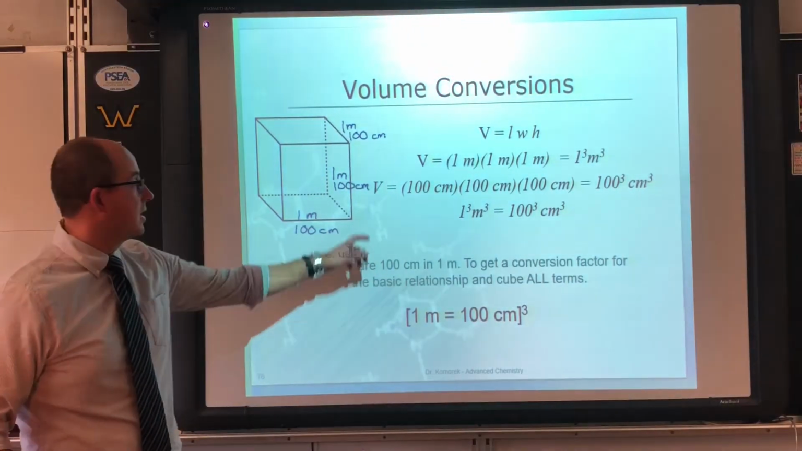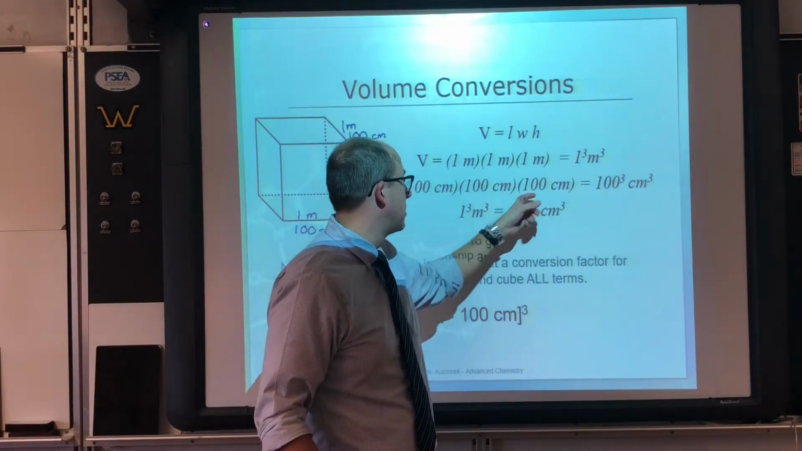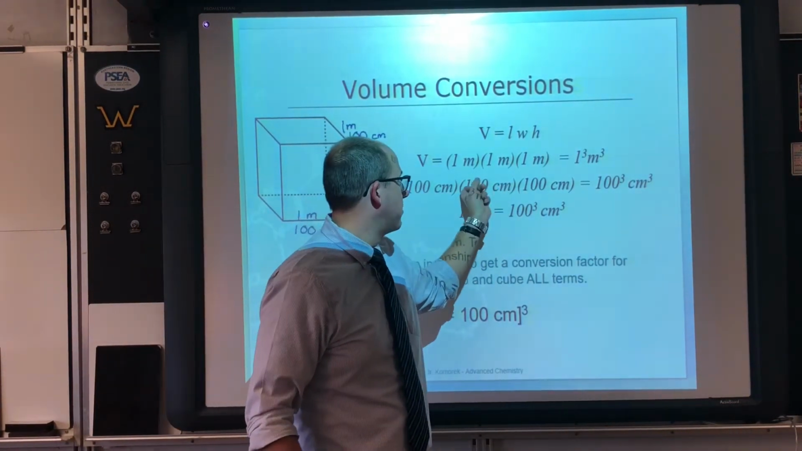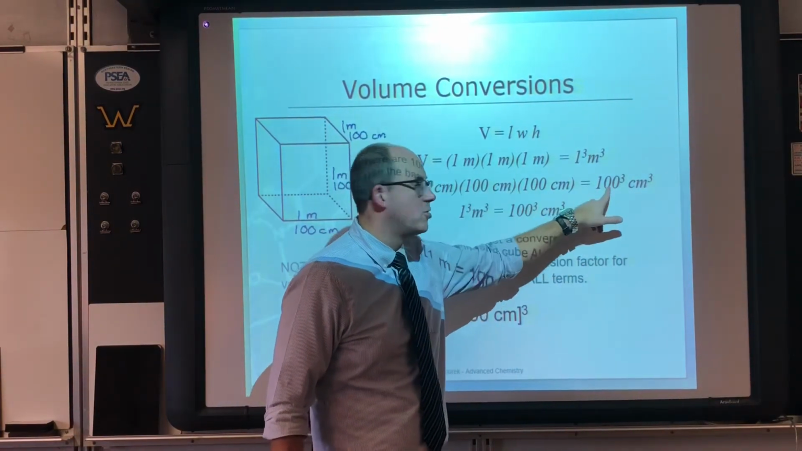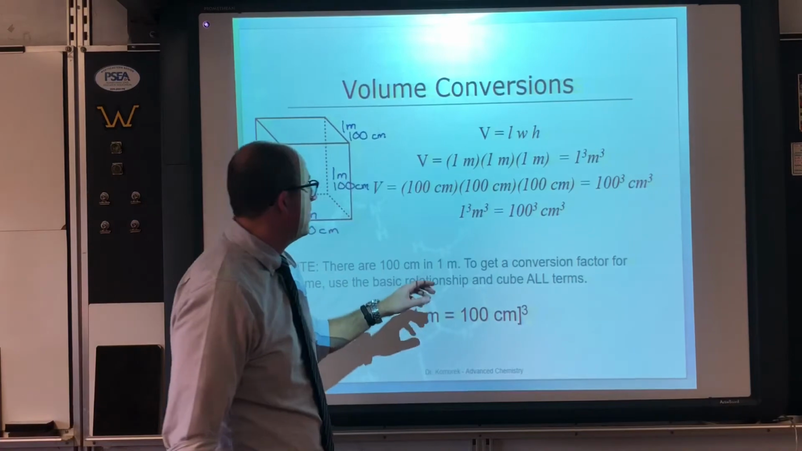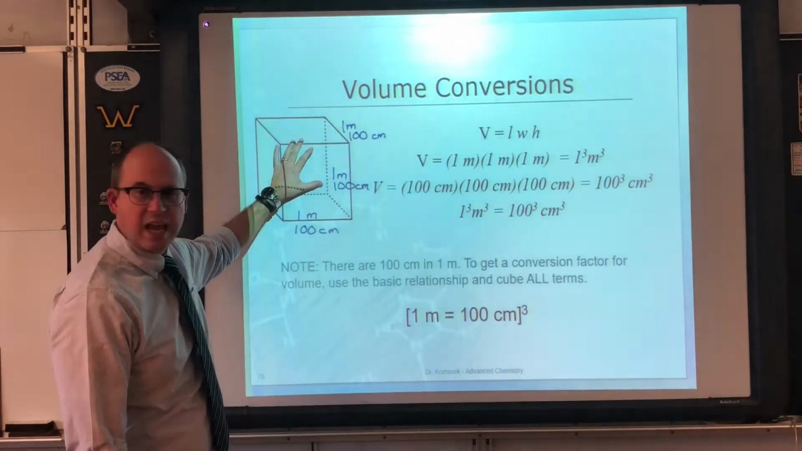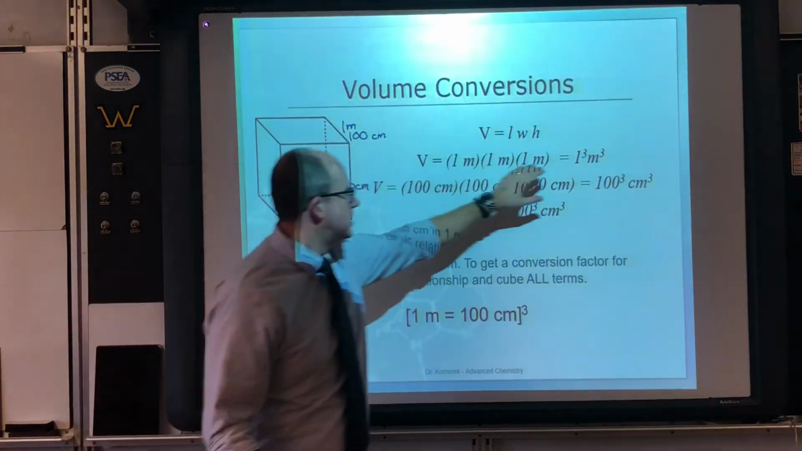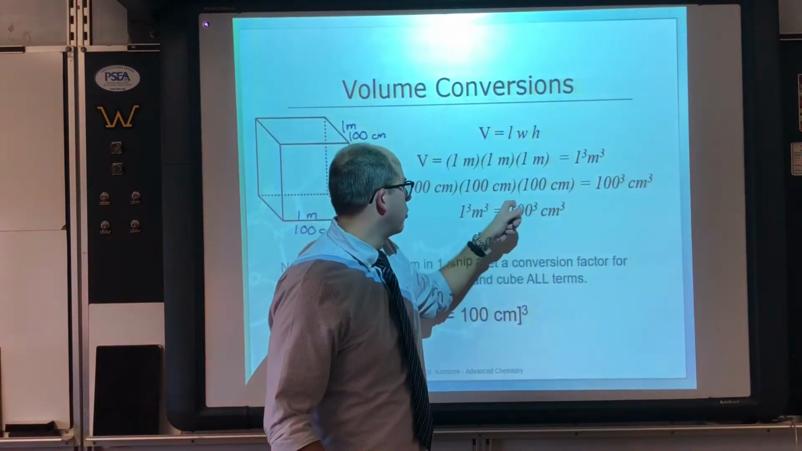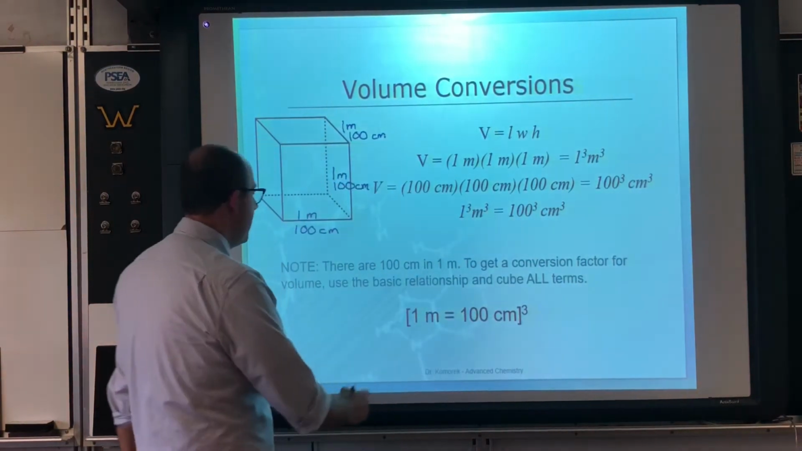And substituting in 100 centimeters times 100 centimeters times 100 centimeters is centimeter times centimeter times centimeter, centimeters cubed, 100 times 100 times 100, or 100 cubed. Now, leave these alone. We agree that this is the exact same box, no matter what unit we measure it in. So that means that these volumes are equal to one another. 1 cubic meter equals 100 cubic centimeters.